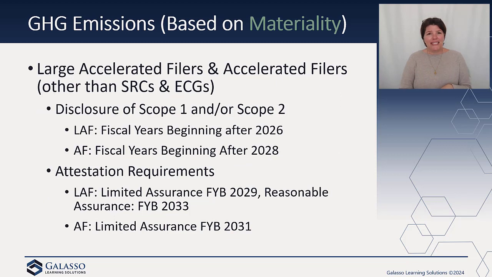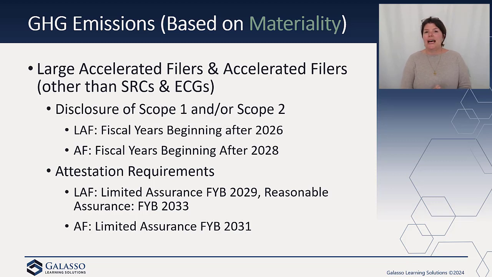A lot of the conversation from the original proposal was around the greenhouse gas emissions. Originally, they had proposed scope 1, scope 2, and scope 3. In the final version, they only included scope 1 and scope 2. And this is only for our large accelerated filers and our accelerated filers. They exclude our smaller reporting companies and our emerging growth companies here.